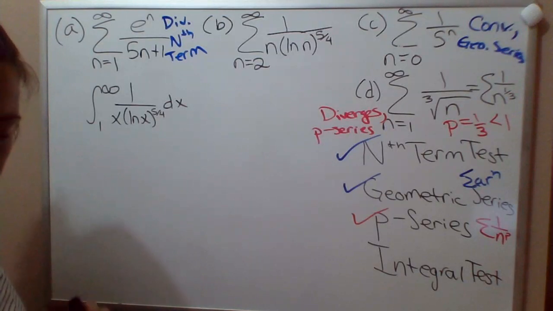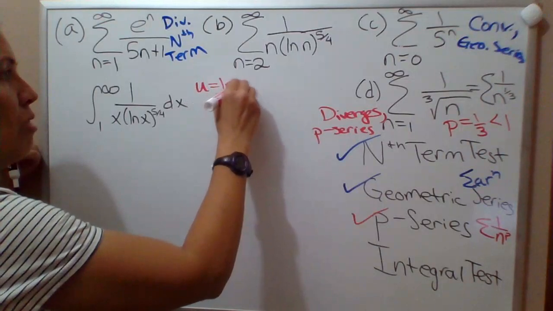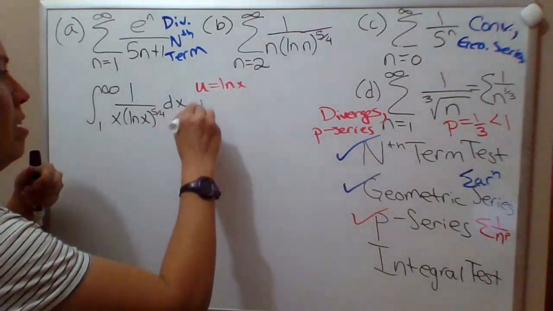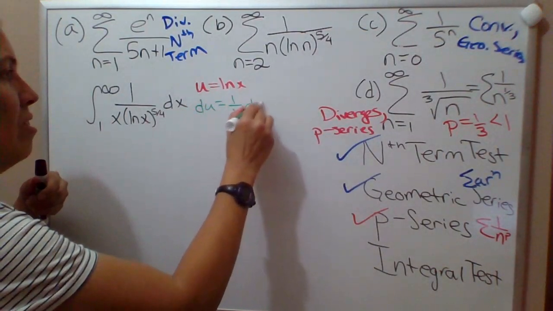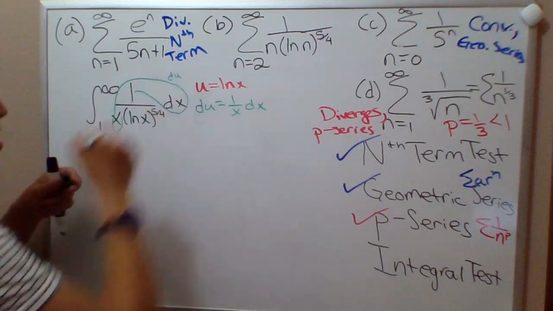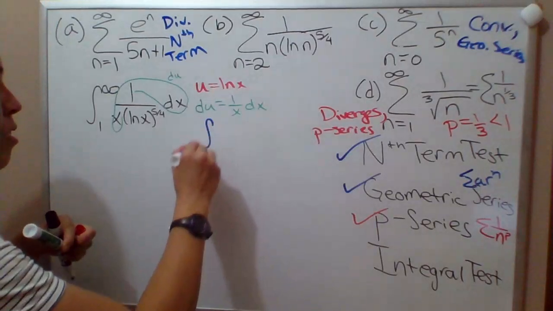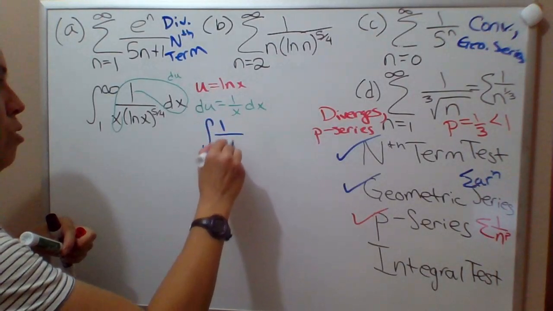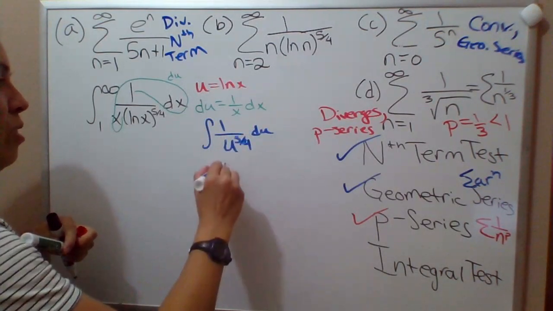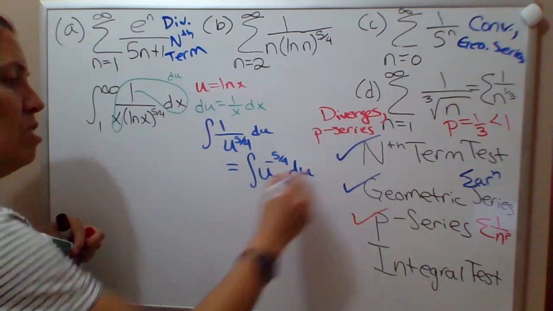In order to integrate this, you would use the substitution I used in the previous example: u equals natural log of x. If you do that, then du is 1 over x dx. So this 1 over x dx is du. And so this integral has the form 1 over u to the 5/4 times du. So that's the integral of u to the negative 5/4 times du.